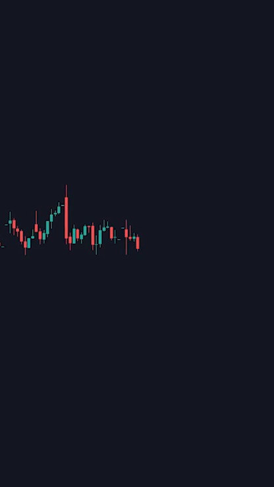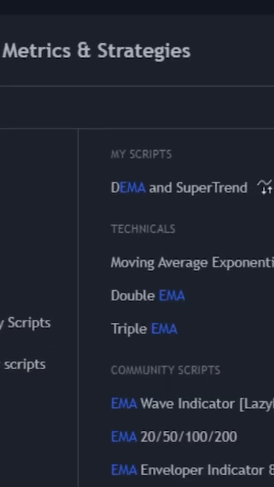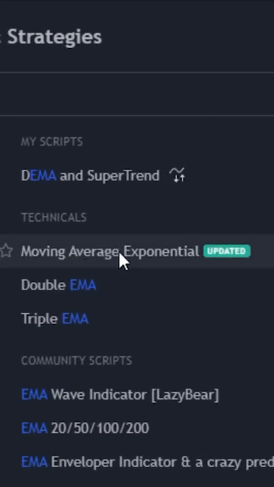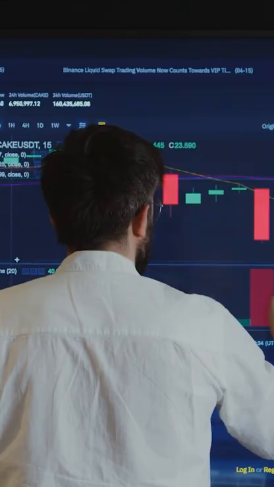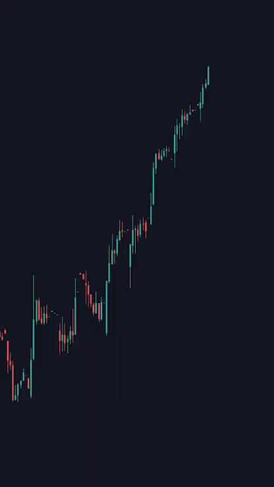One way you can ensure you're trading in the right direction is by going to the Indicators tab, typing in EMA for Exponential Moving Average, and adding it to your chart. Once you have it added, go to the settings and change the length to 200. Now you can use this to see if the market is in an uptrend or a downtrend.